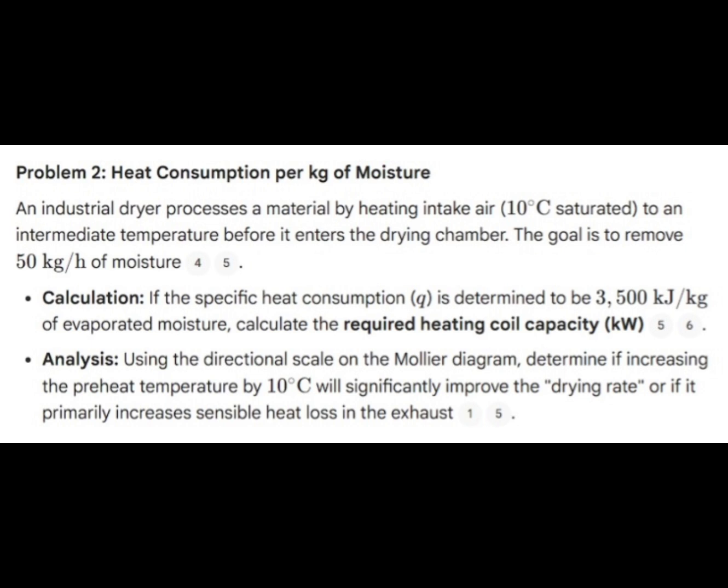So the first problem is about heat consumption per kilogram of moisture. An industrial dryer processes the materials by heating intake air at 10 degrees Celsius saturated to an intermediate temperature before it enters the dryer chamber. The goal is to remove 50 kg per hour of moisture. The required: if the specific heat consumption is determined to be 3,500 kilojoules per kilogram of evaporated moisture, calculate the required heating coil capacity in kilowatts.